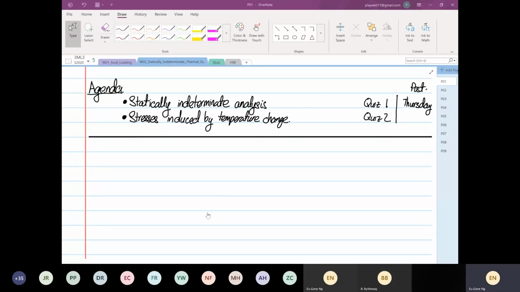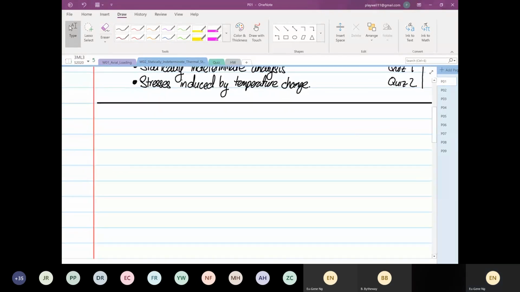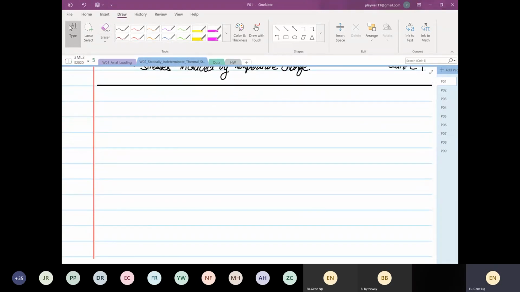So for today, we are going to deal with statically indeterminate analysis and stresses induced by temperature change, right? These are still under axial loading configuration. So let's start with an example regarding a shaft. Example number 1.